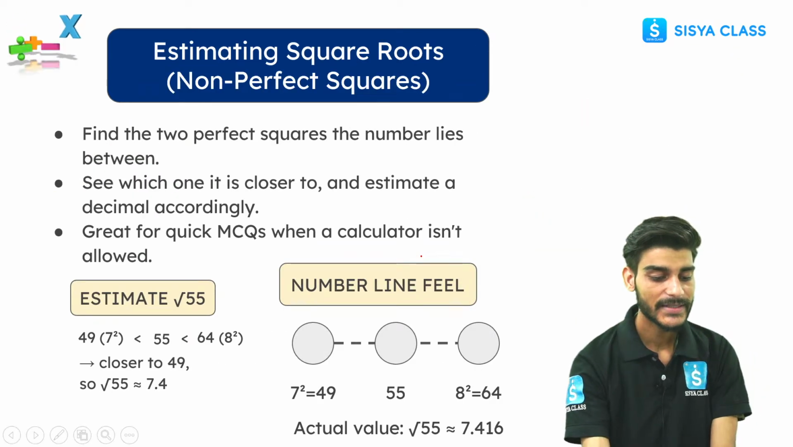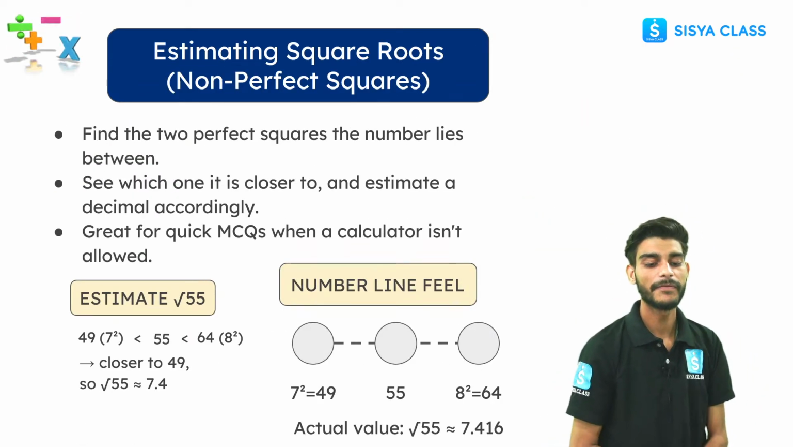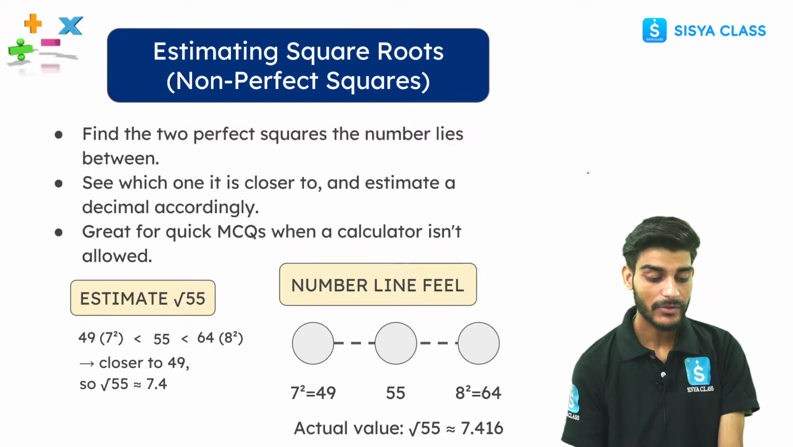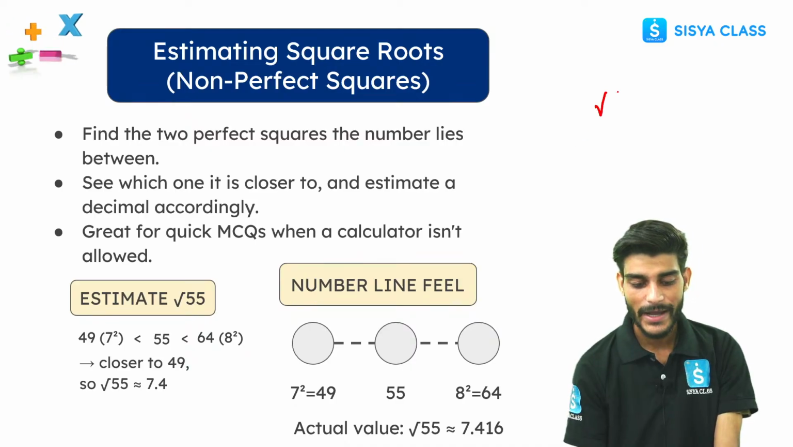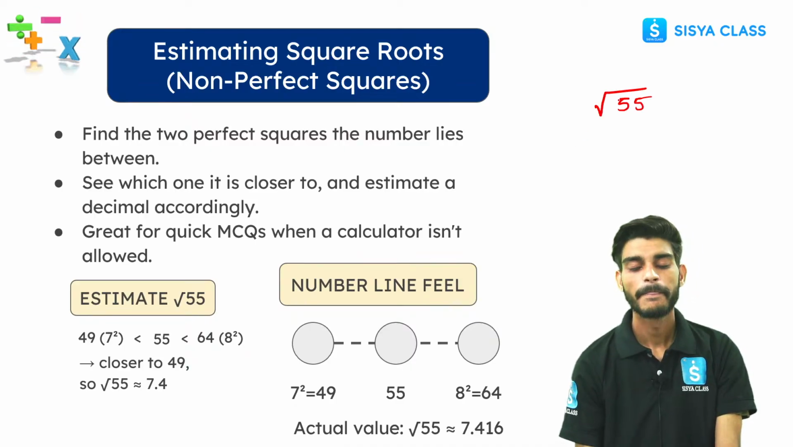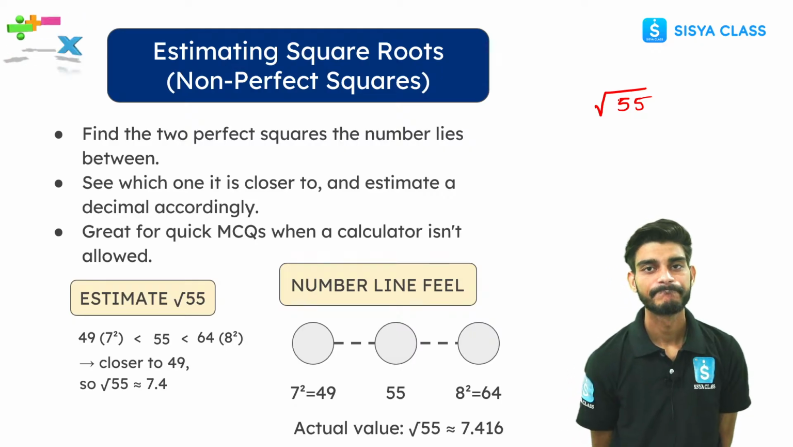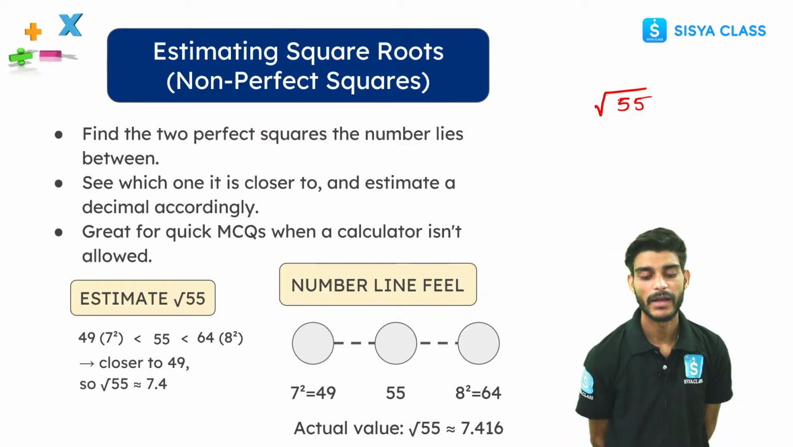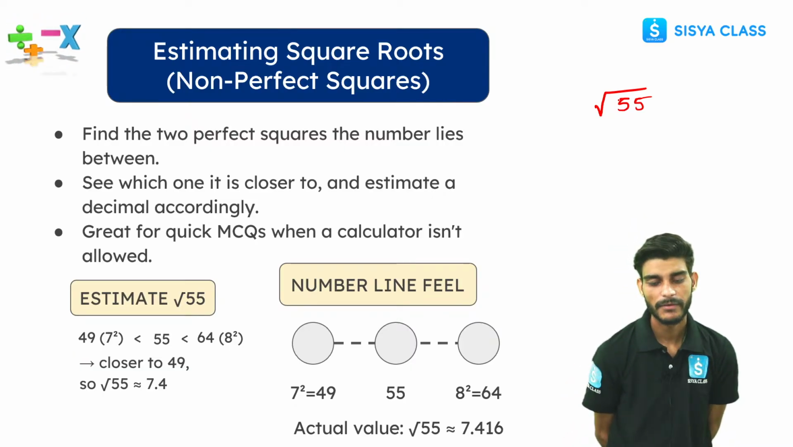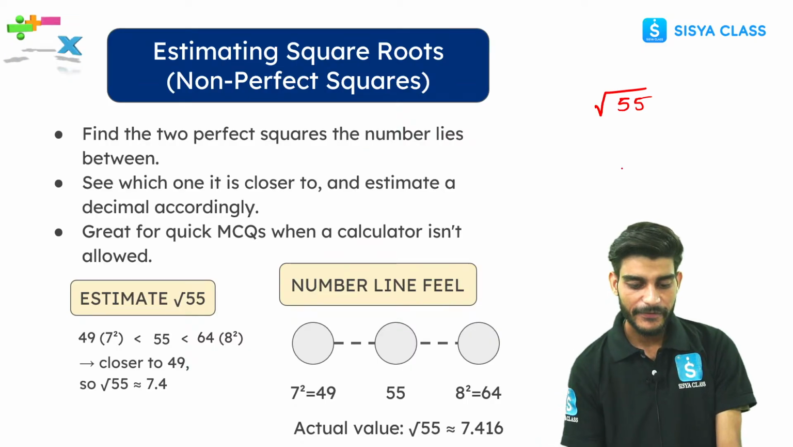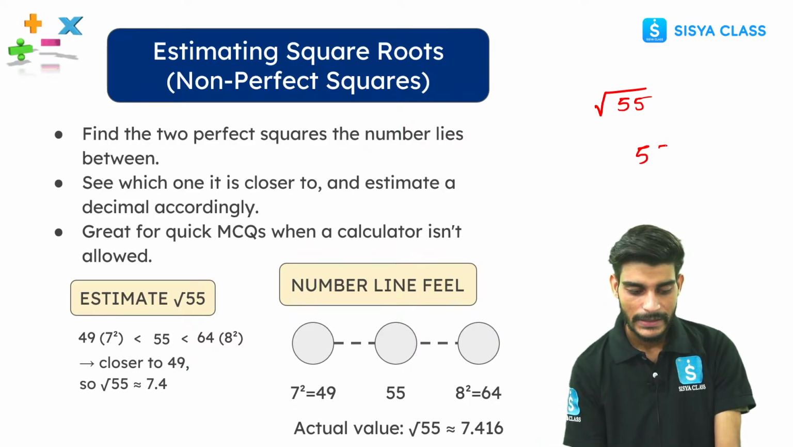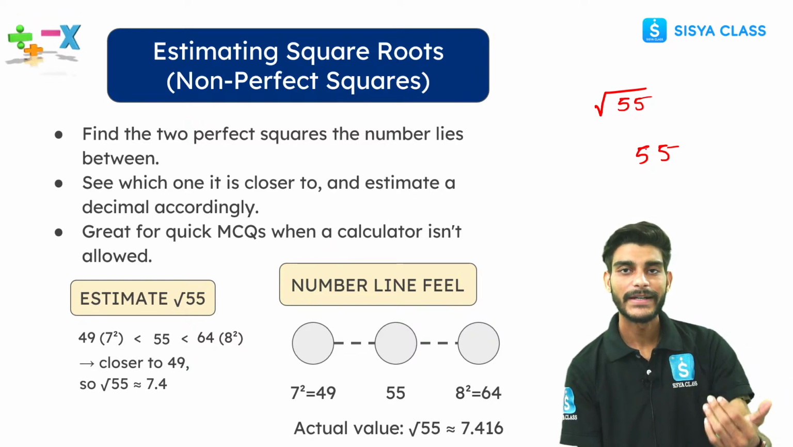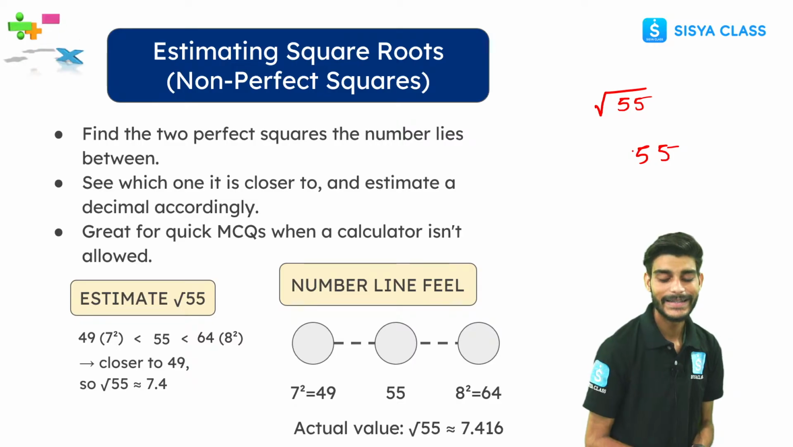Now let's come to the last method, which is the estimation method of square roots. Estimation means approximating. We are approximating the square roots. Suppose you want to find the square root of 55. Can we approximate it? Obviously, sir. First of all, 55 is a non-perfect square, otherwise you would have answered easily. So to find its square root, think about two numbers closer to it that are perfect squares.